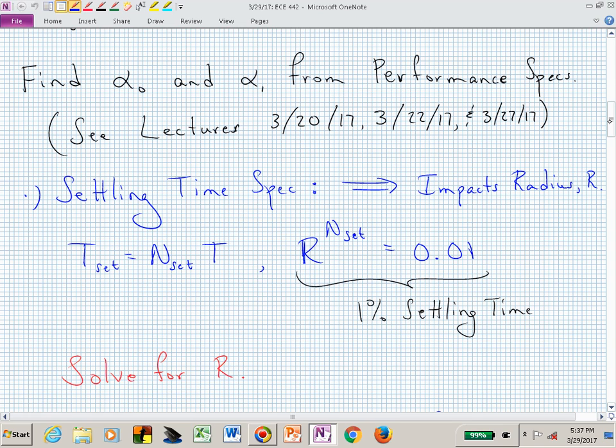So here with the settling time spec, that impacts the radius. You have this relationship between t-settle. If it was given in absolute units of time, it might be necessary to find it in terms of the number of sample periods, which we're calling n subset. And the 1% settling time says, we raise that radius to higher and higher powers, and that's collapsing us down. And we want to know how many times we need to hit that radius before we get less than 0.01. And that's what the settling time really is doing for us. And we can solve that.